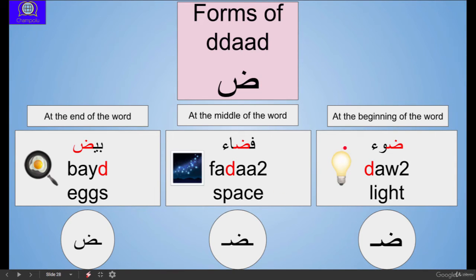So let's take a word like Daw, ضوء, which means light, you'll find that the letter ضاد comes in the beginning of the word, so it takes the initial form. While in the word فضاء, which means space, you'll find that the letter ضاد occurs in the middle of the word, so it takes the medial form. While for the word like بيض, which means eggs, you'll find that the letter ضاد occurs at the end of the word, so it takes the final form.